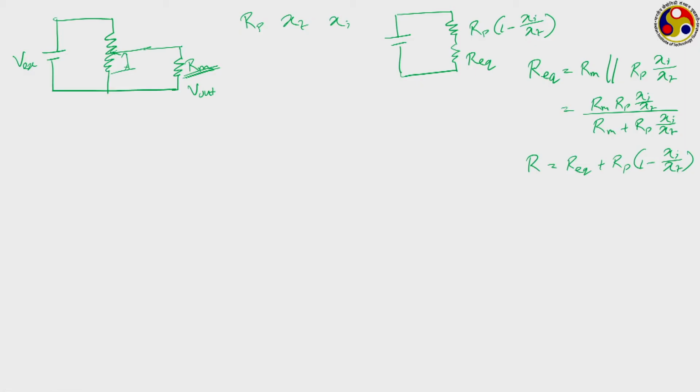So, R equivalent expression is there. Let us take Rp common from this. So, we have 1 minus xi upon xt plus, from this expression, Rm into xi upon xt divided by Rm plus Rp into xi upon xt. So, this is the total resistance that is present in the circuit.